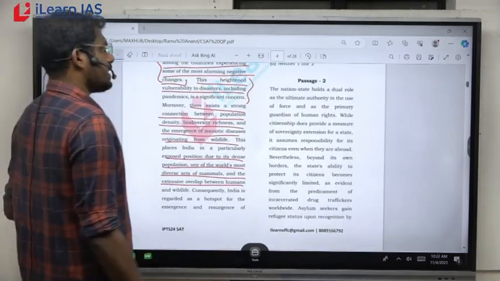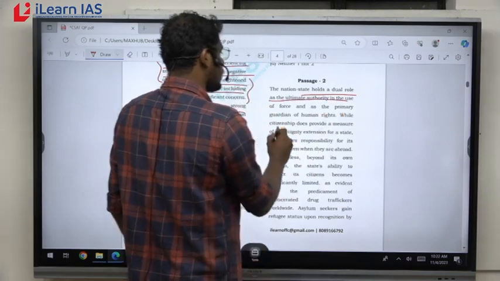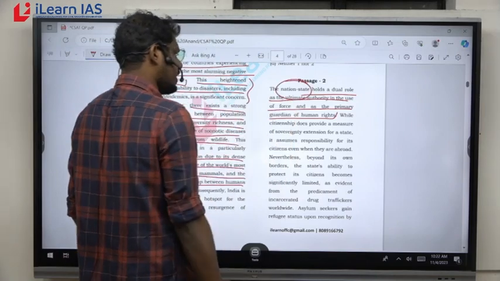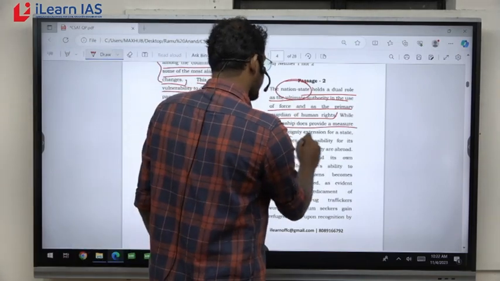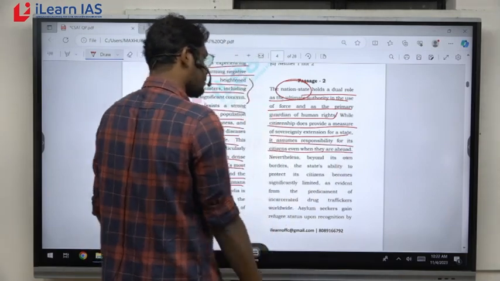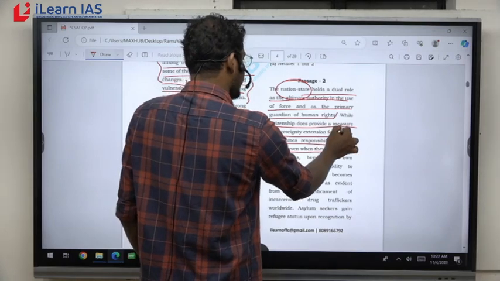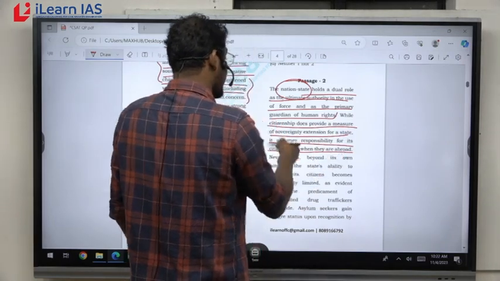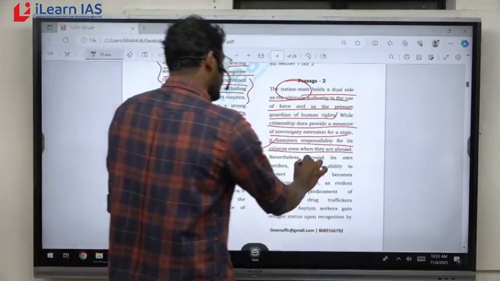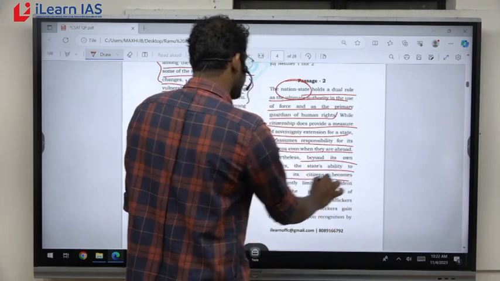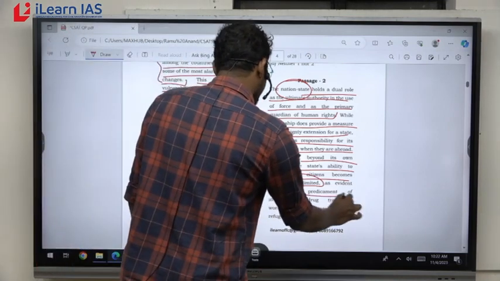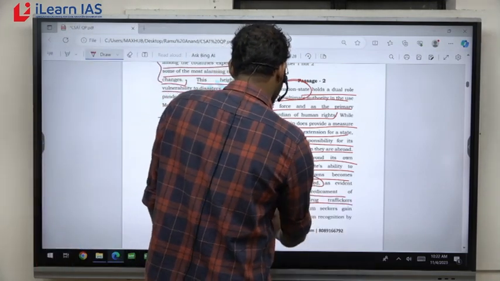Okay, so the nation state holds a dual role as the ultimate authority in the use of force and as a primary guardian of human rights. That is the role of the nation state. While citizenship does provide a measure of sovereignty extension for a state, it assumes responsibility for a citizen even when they are abroad. Nevertheless, beyond its borders, the state's ability to protect the citizen becomes significantly limited, as evident from the predicament of incarcerated drug traffickers worldwide.